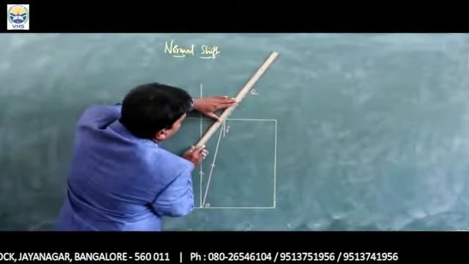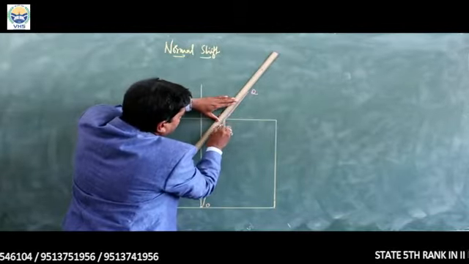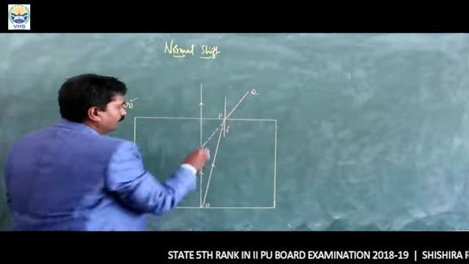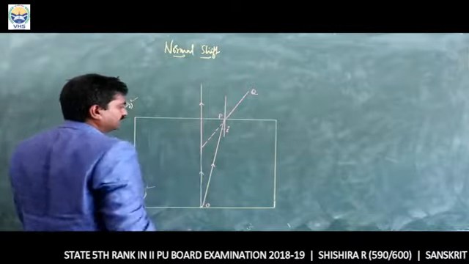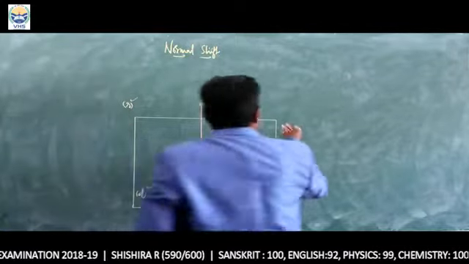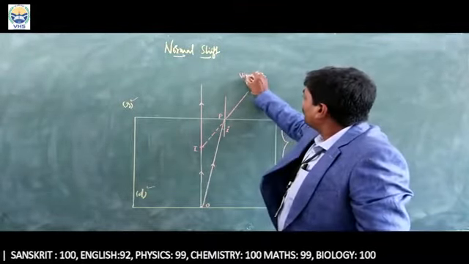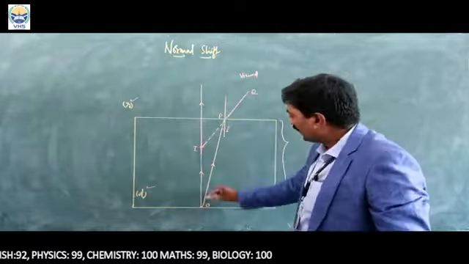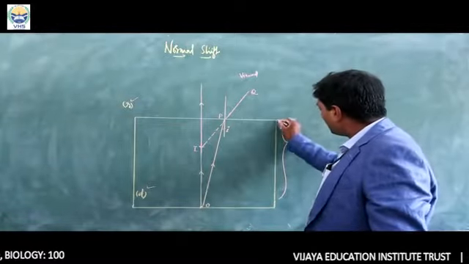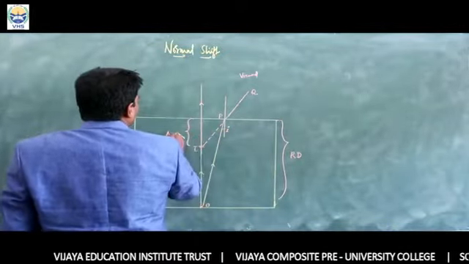If you back produce the refracted ray like this, this refracted ray will meet this normal ray at this point. This is the position of the image. That means when the object is kept in the denser medium, when it is viewed from the rarer medium, the object appears to be raised along the normal. This is known as normal shift. So this distance is the real depth. This is the apparent depth.